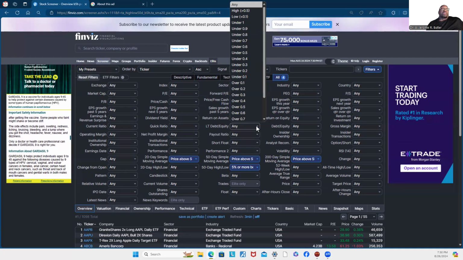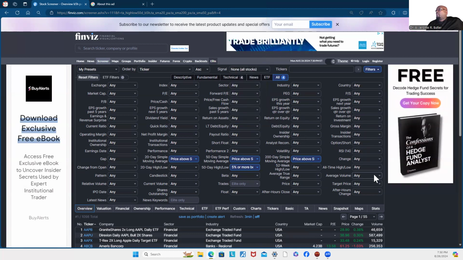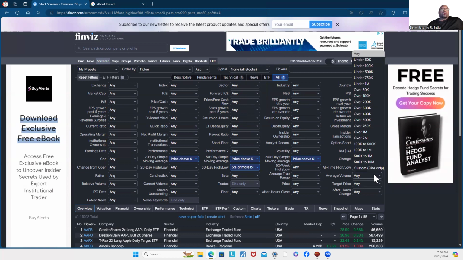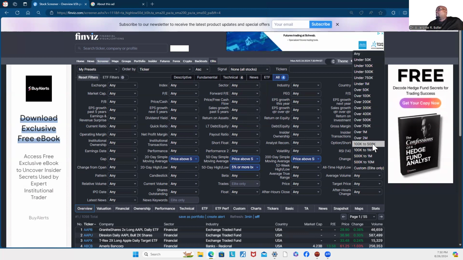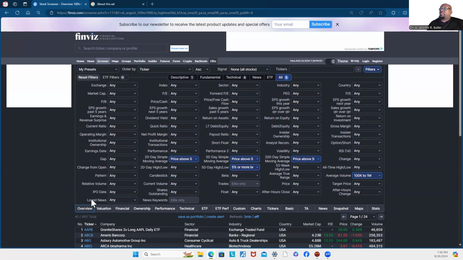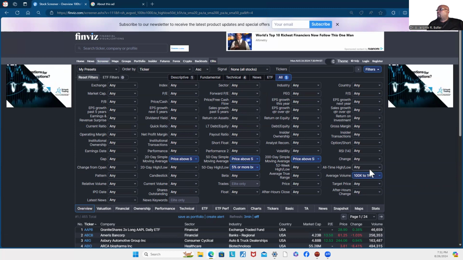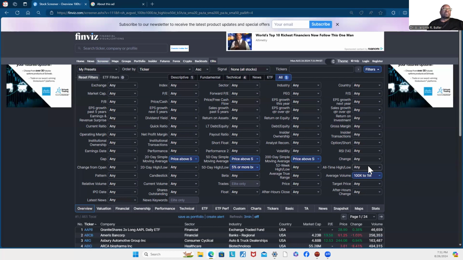Let's go to our average volume. Our average volume right here is going to be over 100K, 100K to a mil. That's going to bring us down to 465. And let's see. Not after our high lows, all-time high lows. Return on equity.